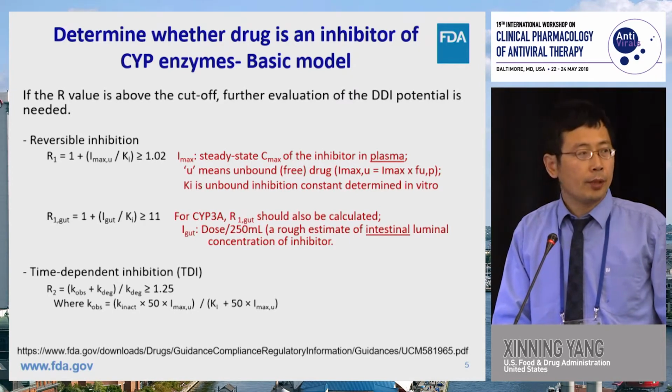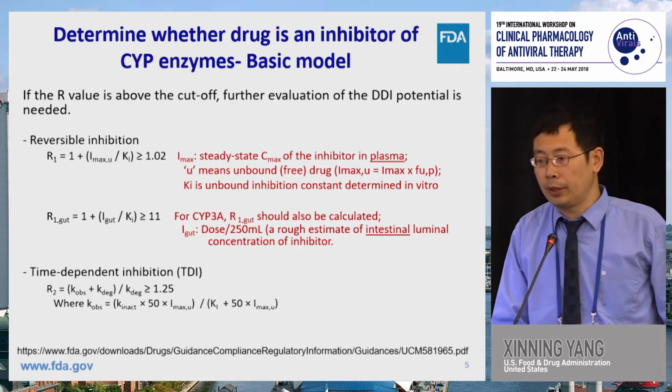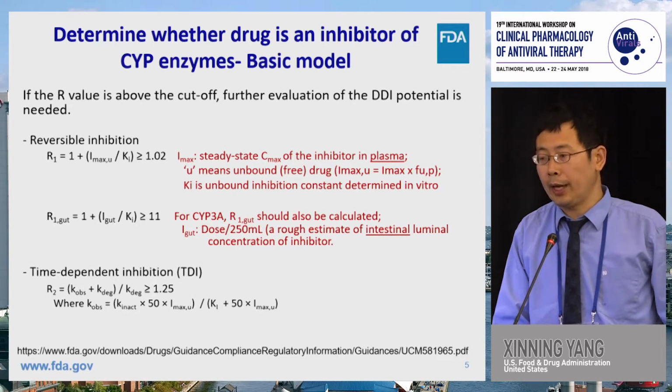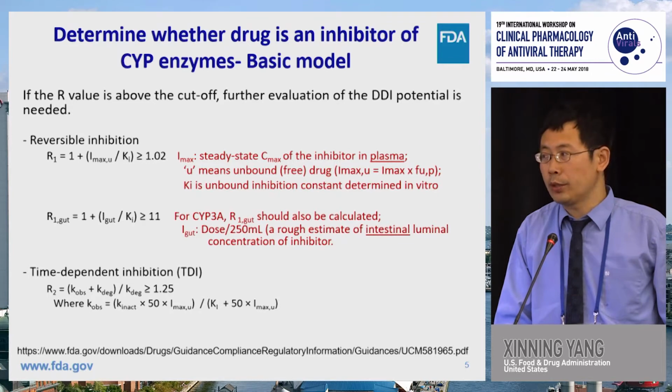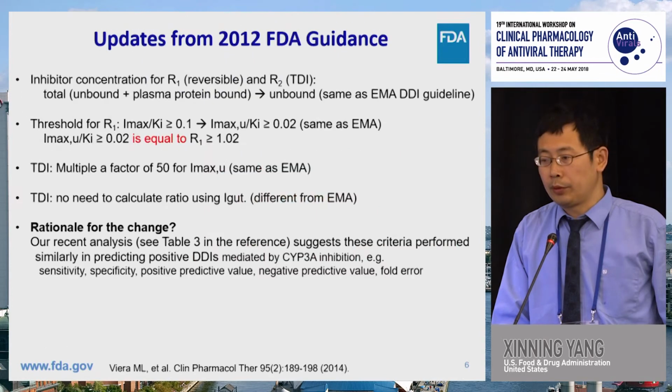For CYP3A, because it's also present in a substantial amount in the intestine, to evaluate the potential for DDI we also need to consider the concentration in the gut, so that will be the R1 gut. It is calculated as I_gut divided by Ki, and I_gut is the dose divided by 250 mL. This is a conservative estimate and likely to be higher than the real value. The time-dependent inhibition equation is listed here, but I won't go into detail.